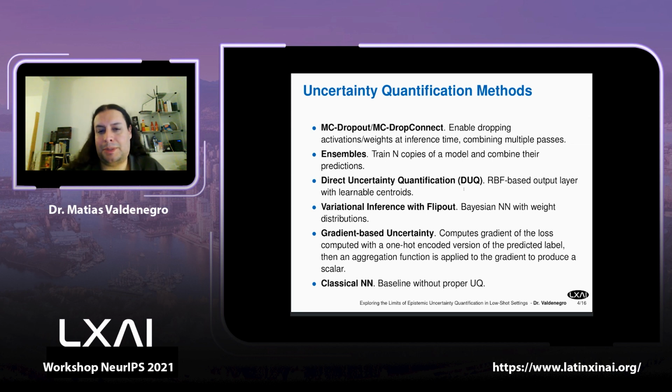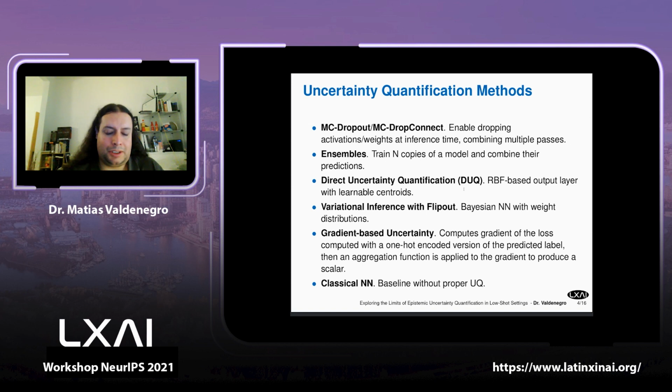Now to more state-of-the-art methods like Deterministic Uncertainty Quantification, called DUQ. It is based on an RBF, a radial basis function, that models the centers of each class, and then the distance to the centroid using the radial basis function kernel decides how much uncertainty the model has. The input is classified according to the distance, so the closest center is the class that will be predicted. And the centers are learnable using gradient descent or other techniques. We also use variational inference with Flipout. Basically, it's a Bayesian neural network that uses weight distributions.